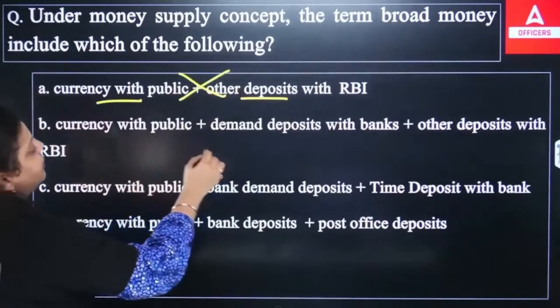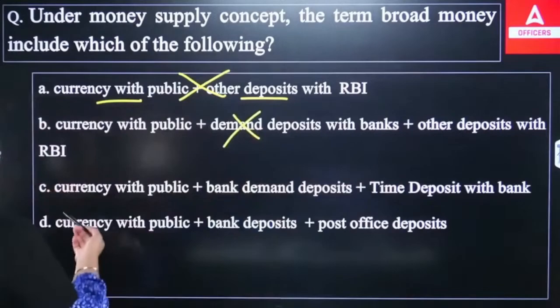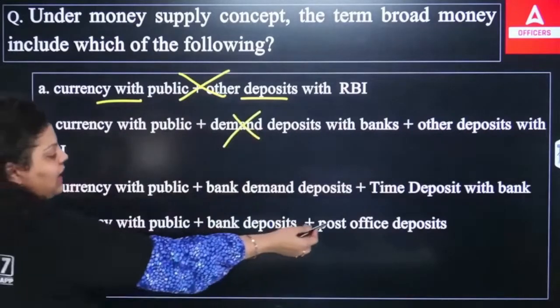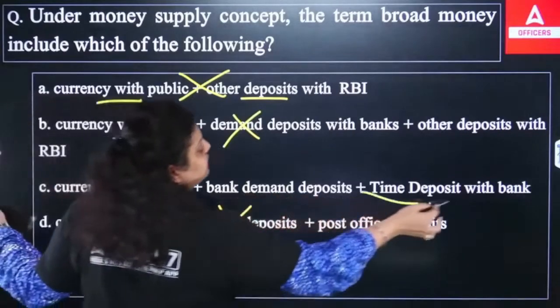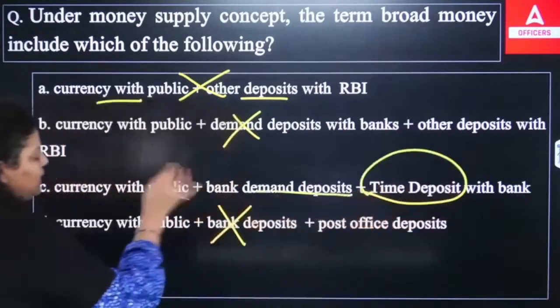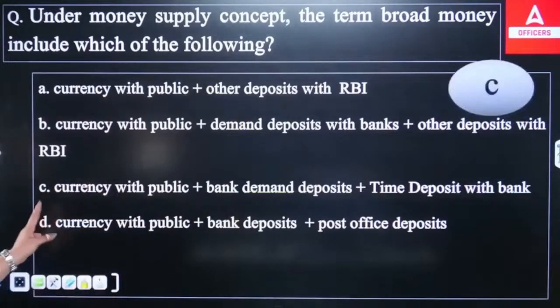Then we have currency with public, demand deposit, other deposit with RBI. It also does not have term deposit. The fourth one is saying currency with public plus bank deposit plus post office deposit, but it does not include time deposit. Here is the time deposit with bank, the demand deposit of a bank, and the currency with public. So the right answer will be option C, which will cover the time deposit.